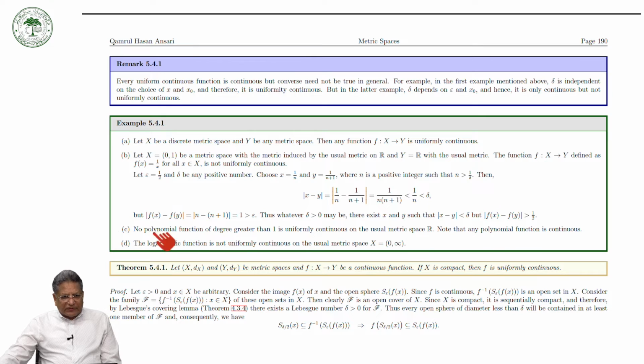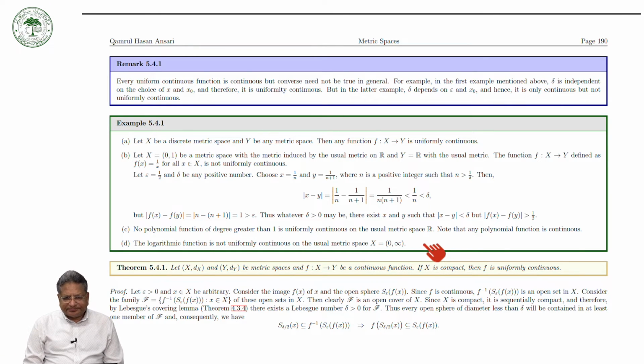So you can see that no polynomial function of degree greater than 1 is uniformly continuous on the usual metric space R. And of course, we note that any polynomial is a continuous function. Again, the logarithmic function is not uniformly continuous on the whole metric space X, which is equal to the open interval 0 to infinity.